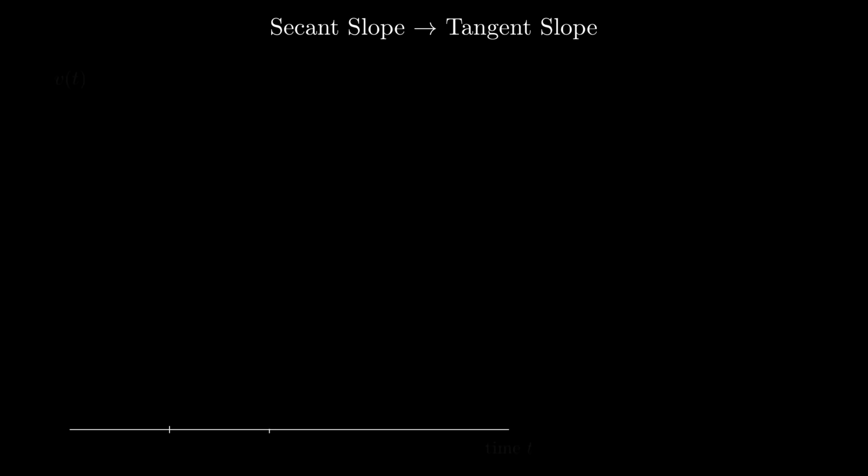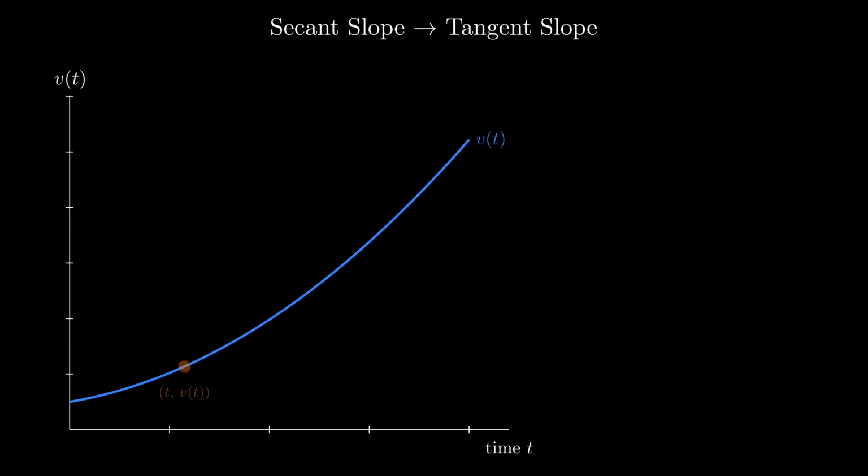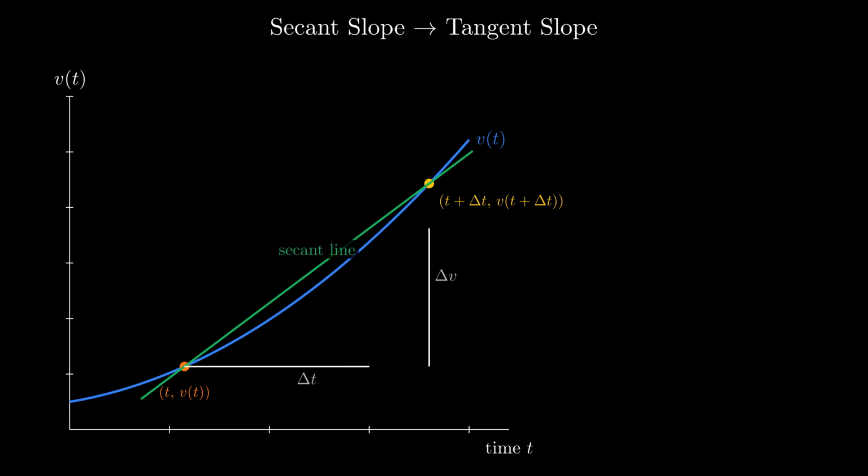Now look at a graph of v of t versus time. The curve bends as velocity changes. Pick 2 points on this curve, at time t and at time t plus delta t. A straight line connecting these 2 points is a secant line. Its slope, the rise delta v divided by the run delta t, equals the average acceleration over that interval.